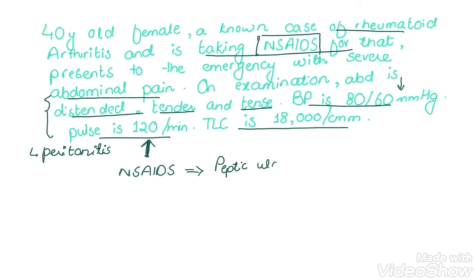So in this scenario, her long-term use has led to peptic ulcer disease, which finally perforated and the contents oozed out into the abdomen, leading to peritonitis. In surgery, almost all the scenarios of the past papers are of perforated peptic ulcer, just like this one.